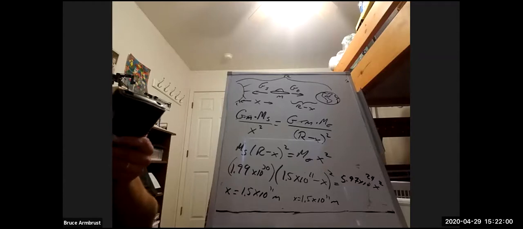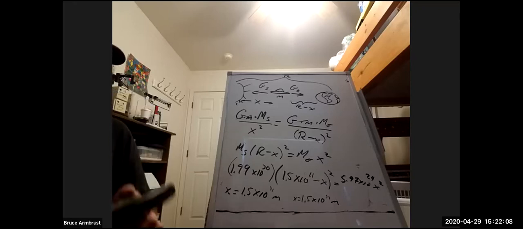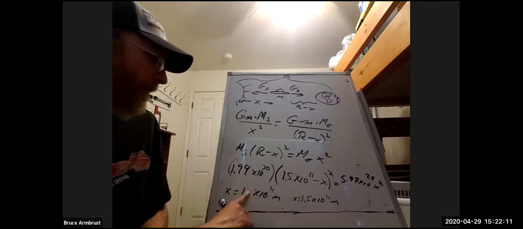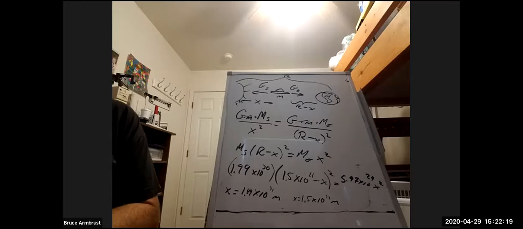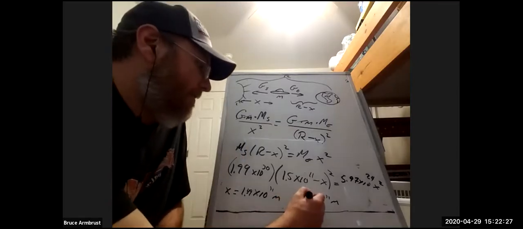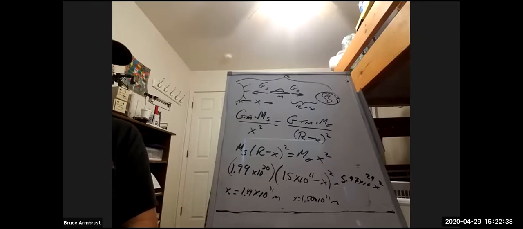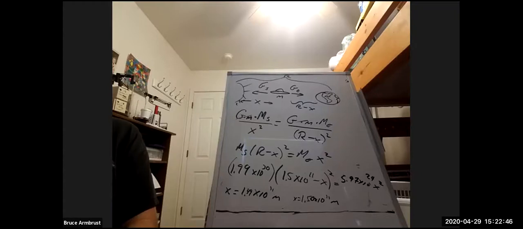Okay, because they're not quite both the same. One is 150, the other is 149. Let me change these. So let's go 1.49 times 10 to the 11th. And then the other one was 1.50. Super close. Well, with that magnitude, it's a little bit different. They're off by 10 to the 9th meters, which is fairly significant, right? 10 to the ninth meters, that's a million kilometers. I don't know about you, but a million kilometers is pretty significant.